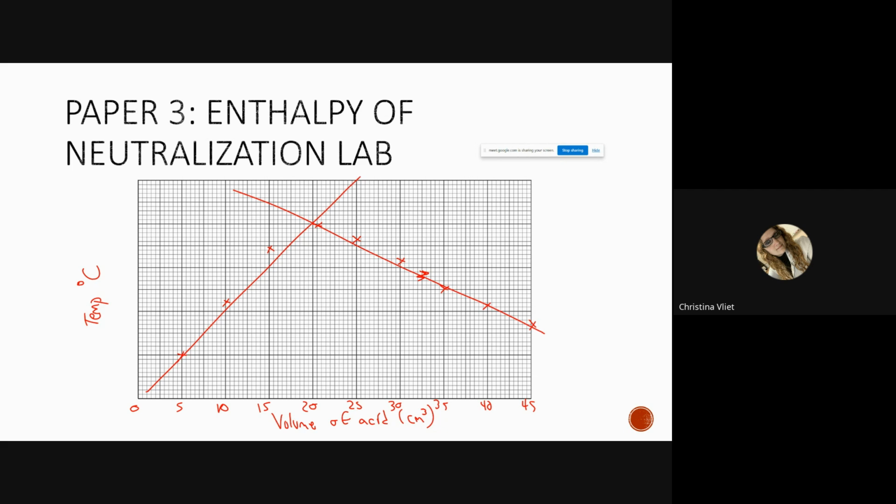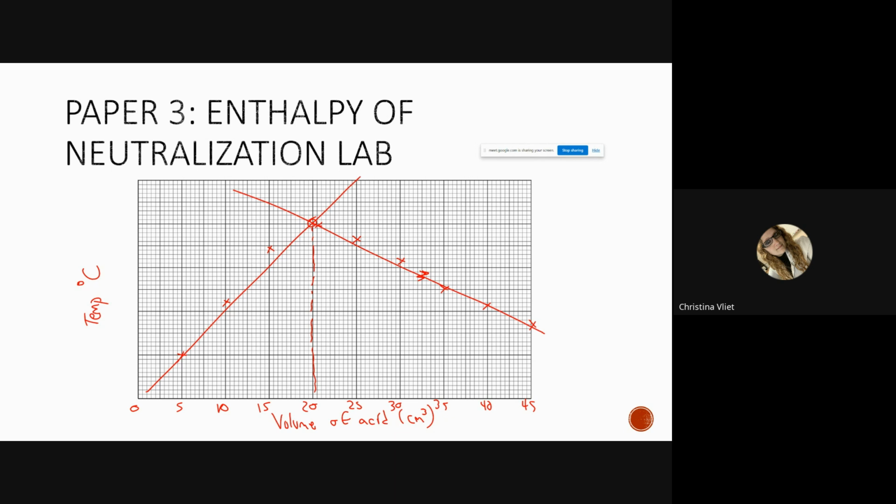At the intersection of these 2 lines, this is an important spot. This is the volume that you're estimating is where the reaction goes to completion. Does this make sense so far? So I'm saying, based on this fake data, that my reaction goes to completion when I've added 20 centimeters cubed of acid. And I can use that for calculations.